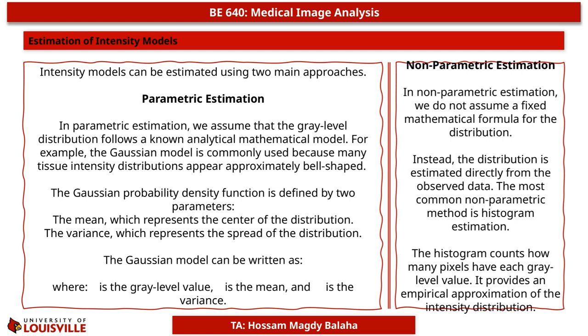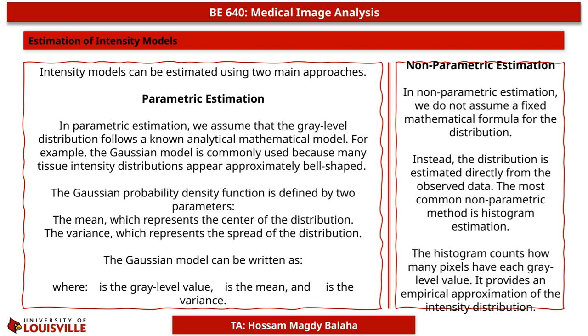Non-parametric estimation makes fewer assumptions. Instead of selecting a fixed formula, we estimate the distribution directly from the observed pixels. The most common method is a histogram. It counts how many pixels occur at each gray level value, producing an empirical approximation of the intensity distribution.